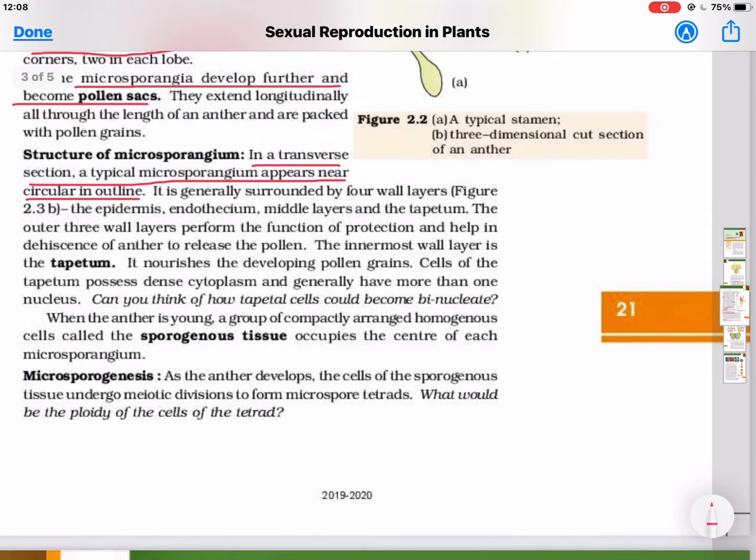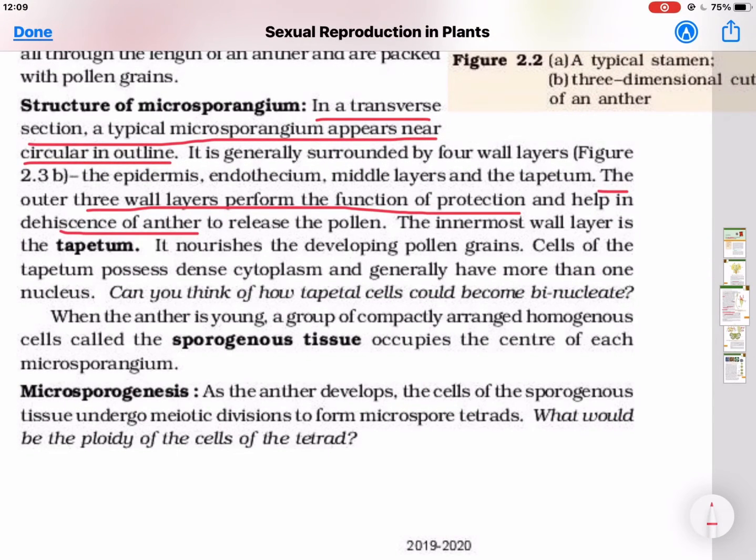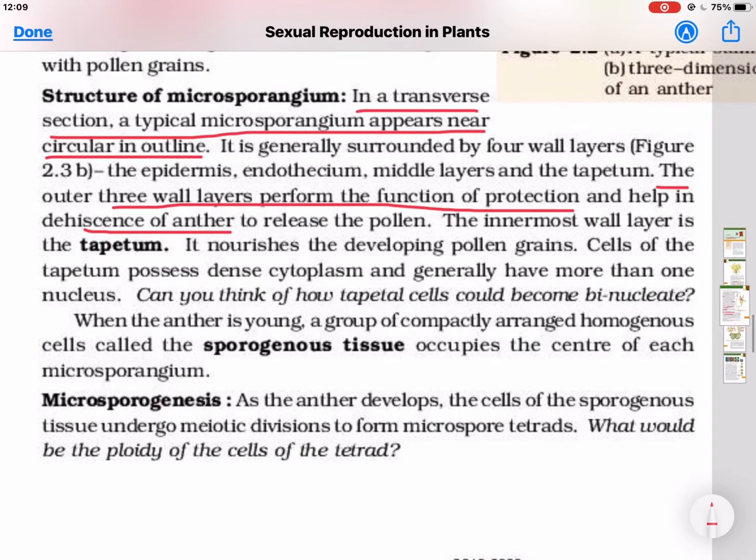The outer 3 layers perform the function of protection and help in dehiscence of anther to release the pollen. Dehiscence means जब वो anther open हो जाएगा और वो pollen grains बाहर निकल जाएंगे for the purpose of pollination. ठीक है. The internal wall layer is called tapetum. It nourishes the developing pollen grain.